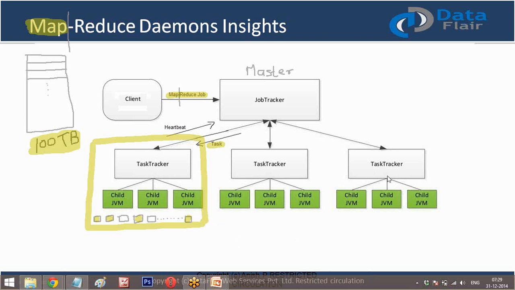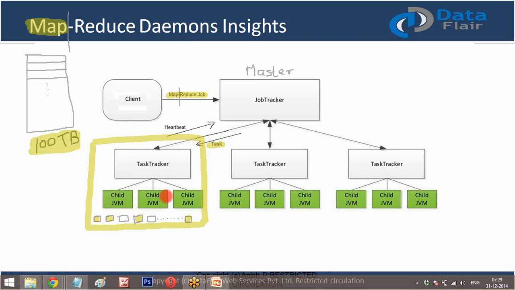Now, firstly, my task tracker will run map task in this JVM, and it will process one block at a time. These are the blocks, guys. You can recall, right? These are the blocks. Now, at a time, one JVM will process one block.